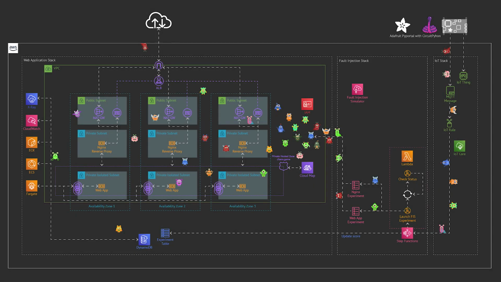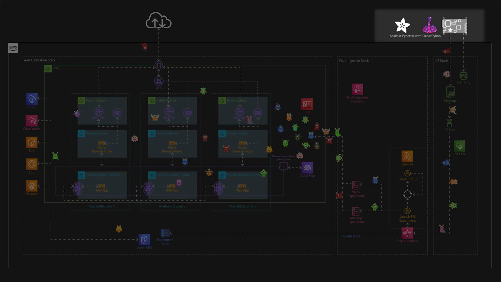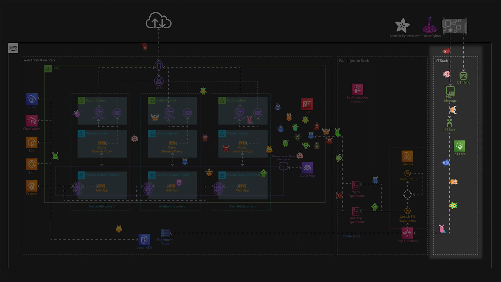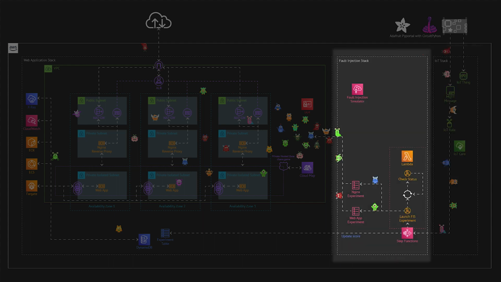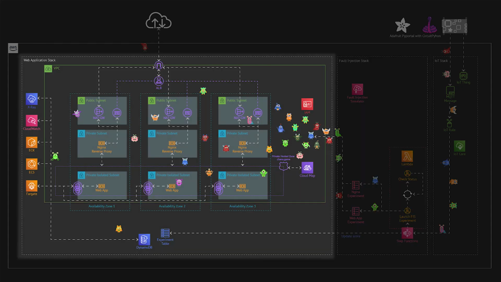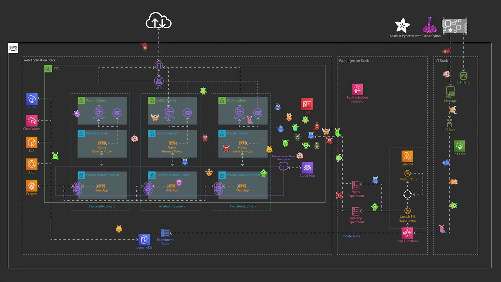This is the full architecture. It has 4 parts. An Adafruit PyPortal connected to AWS IoT and running a Minesweeper game. The AWS IoT stack onto which the Adafruit PyPortal is connected. The Fault Injection service stack triggering the chaos experiment. And the web application stack into which we generate chaos. Let's start with the web application.